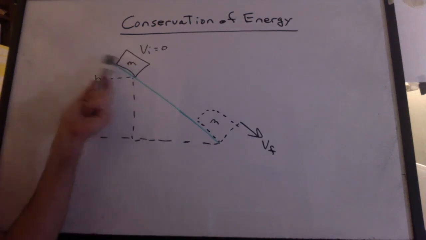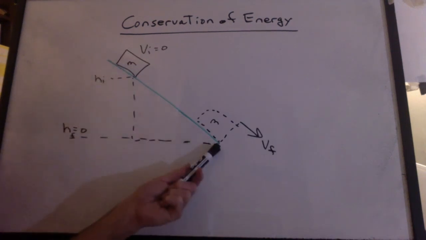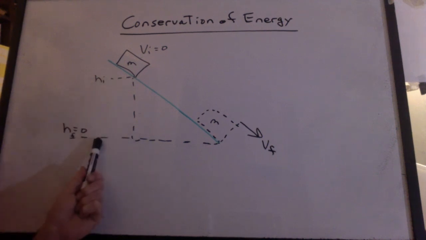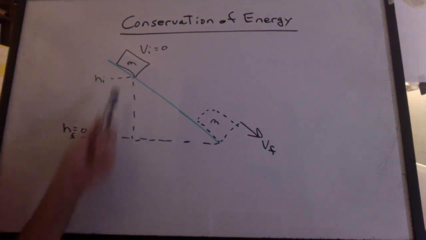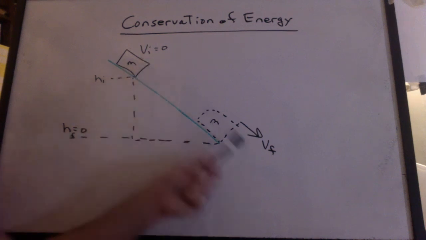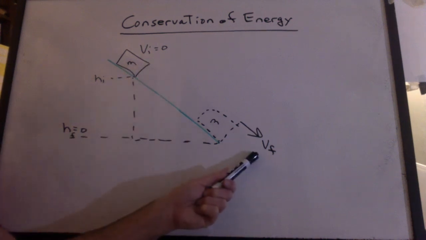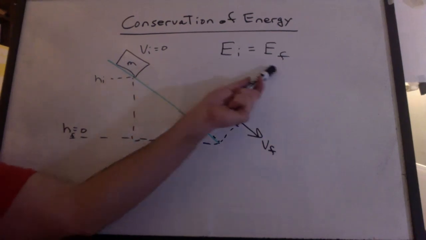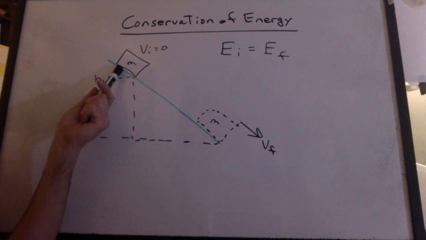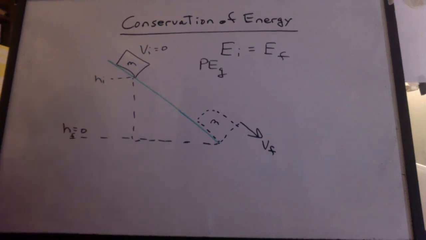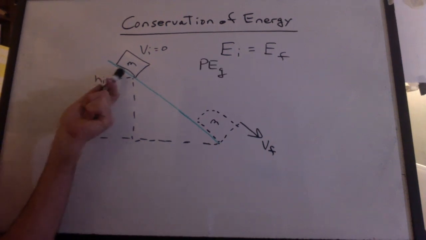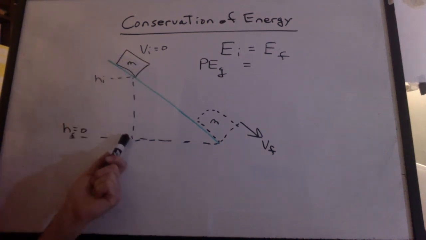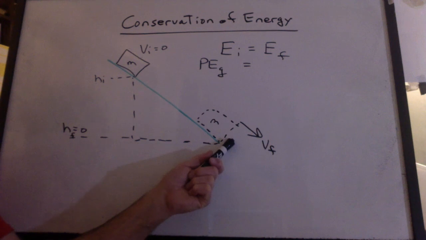You could let a block slide down a frictionless incline, starting at height initial. Height 0 is the final. Your initial velocity is 0. We want to find the final velocity. We say the initial energy equals the final energy. What kind of energy does this object have? It has gravitational potential energy, no kinetic energy. The loss of this potential energy is being turned into kinetic energy.